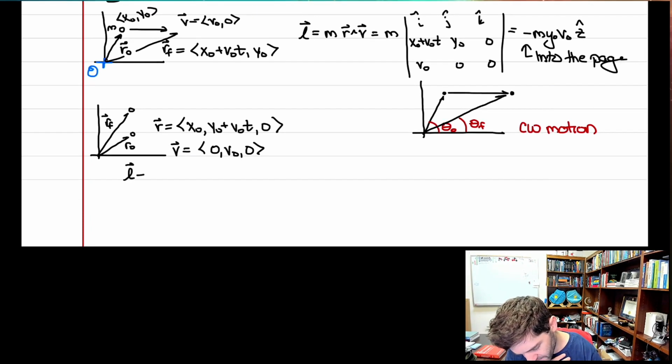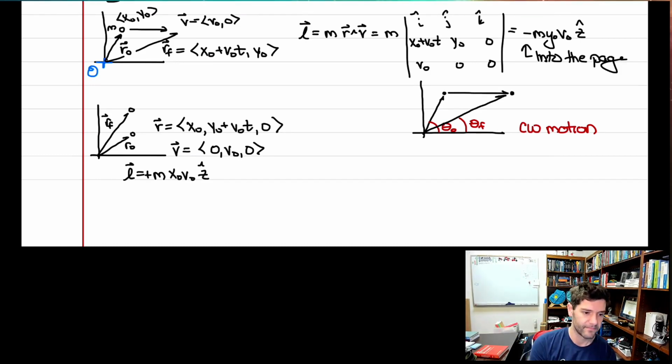For mass m, you can figure this out. Do the cross product. I get m x naught, v naught in the z direction. Particularly positive m x naught, v naught in the z direction. So it's positive. That suggests it's pointing out of the page.